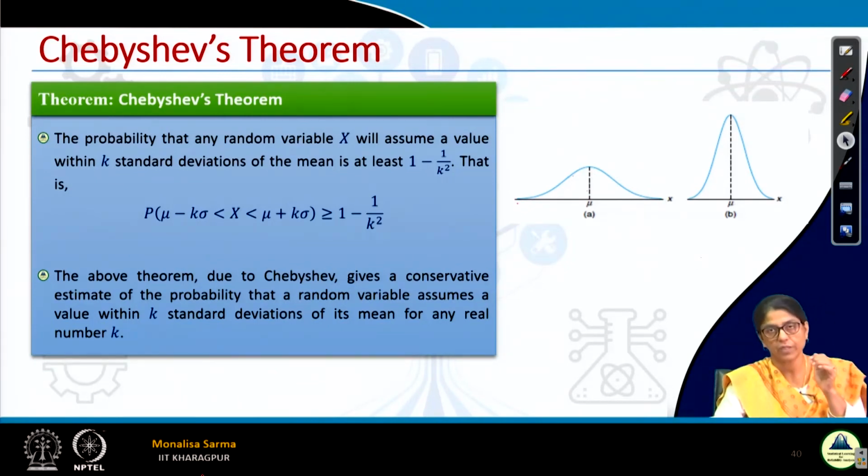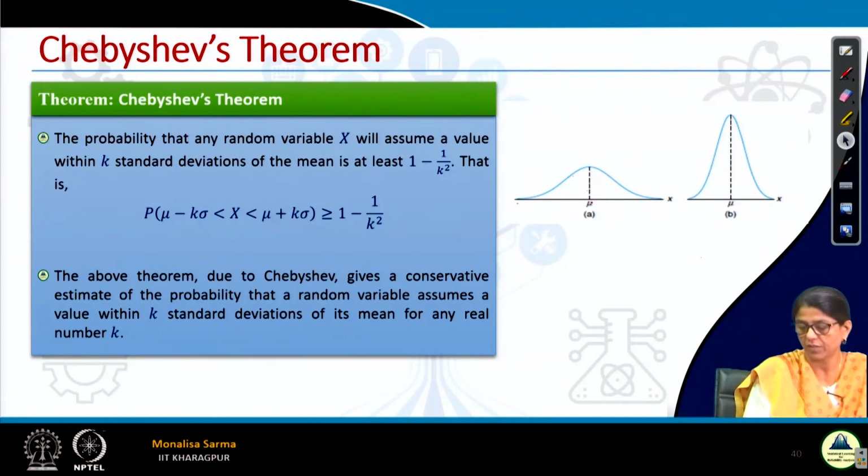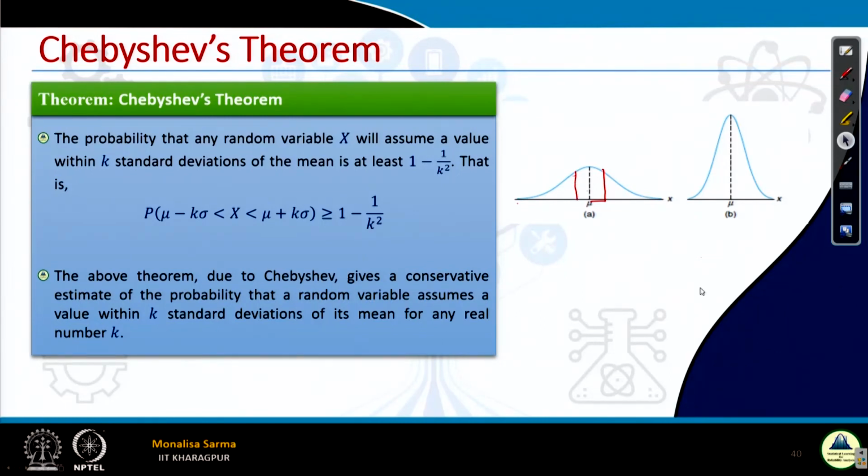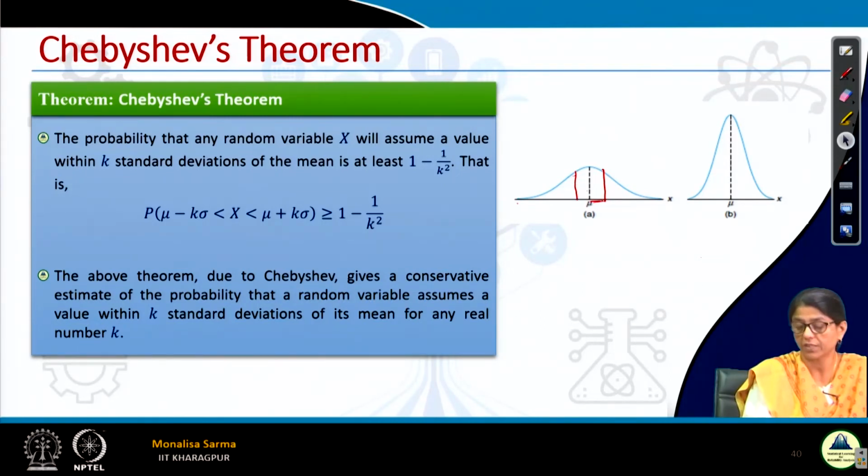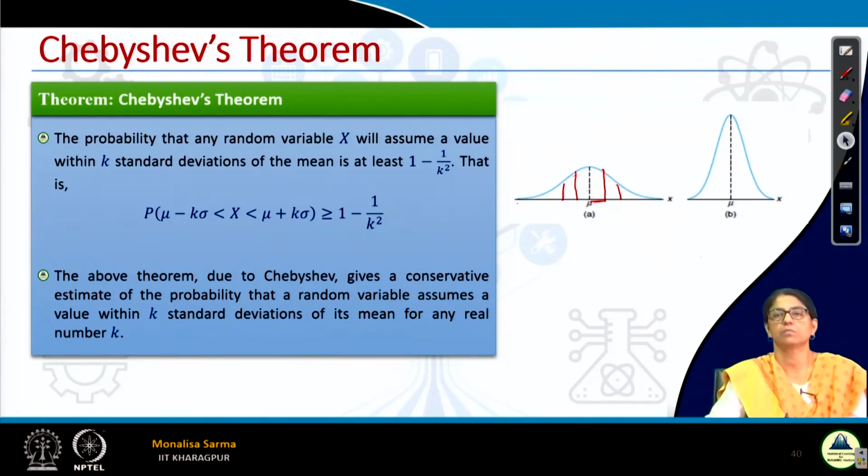Mean is the middle portion, right? From this mean, how much standard deviation? So if it is 1 standard deviation, maybe this. This may be 1 standard deviation, maybe 2 standard deviations, maybe this. Okay, this is what Chebyshev theorem says.